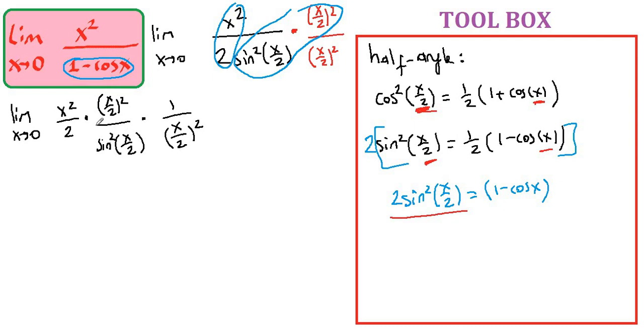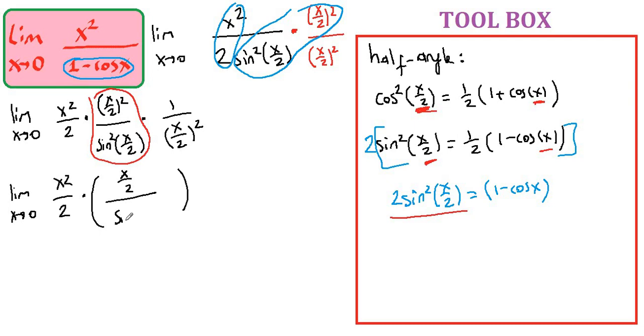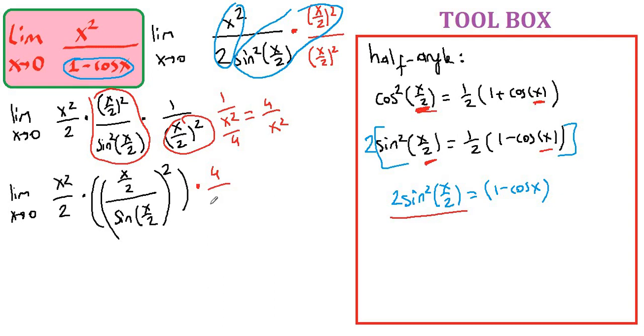Using the laws of limits, we can rearrange this one. They are both in the squared form, so we can also separate the limits. Or let's keep this one for now, but rearrange the middle part: x over 2 divided by sine of x over 2, the quantity squared. And this is going to be 1 over x squared over 4. And 1 over x squared over 4 is equal to 4 over x squared. Let's rewrite this as 4 over x squared.